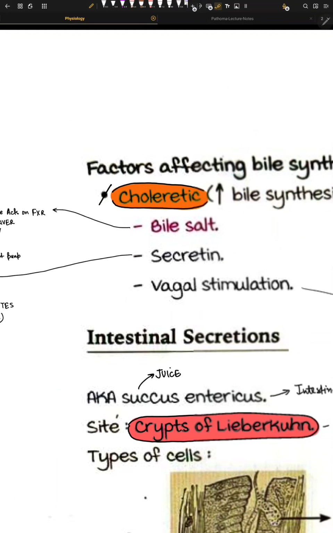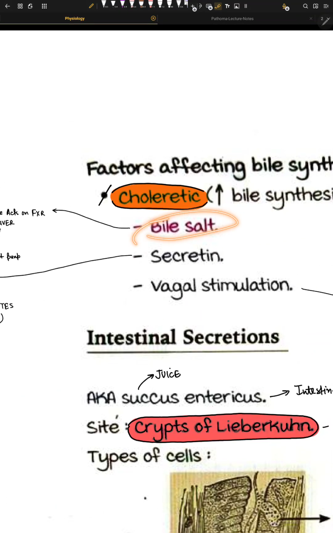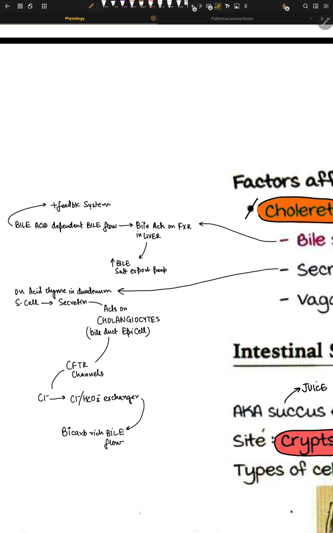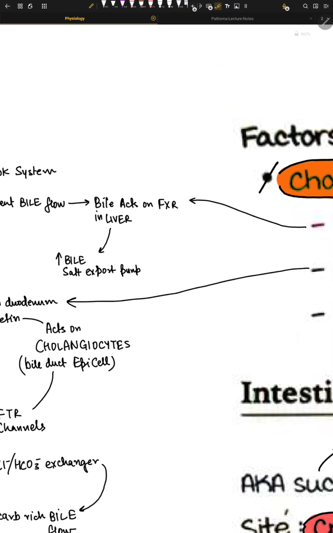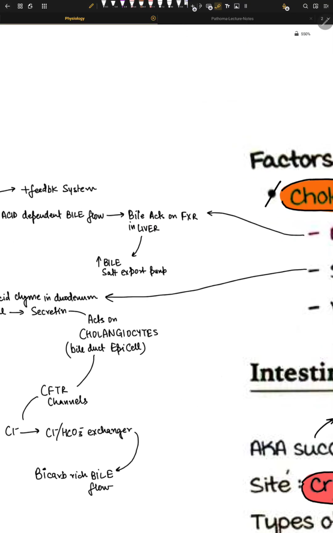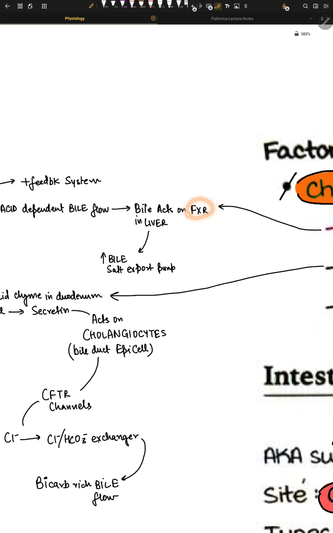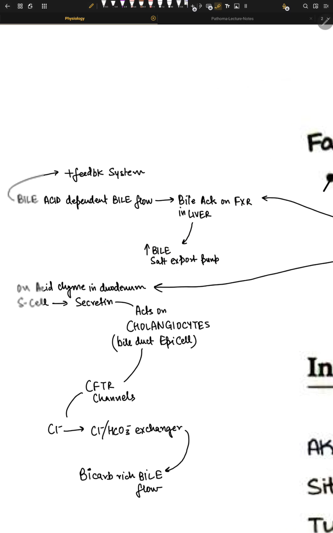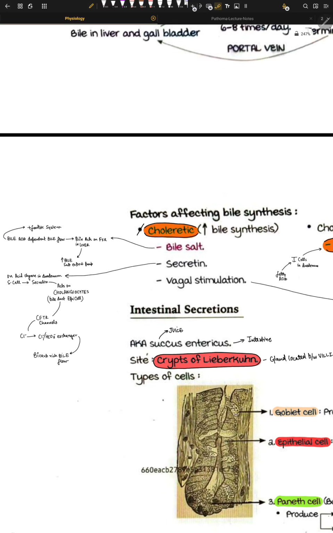Okay, cool. What about bile salts? How can they themselves positively affect it? Well, they act on something called FXR in the liver. And what happens here is this FXR increases the bile salt export pump, right? These are the exporting pumps, and they work in a positive feedback loop. Bile acid dependent bile flow system. Okay, so the concept here, in short.